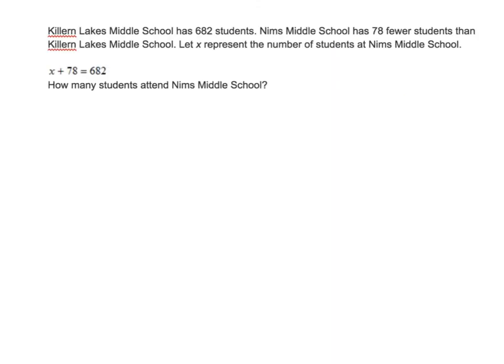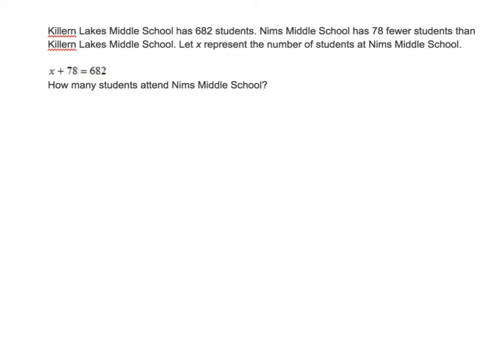All right, and we're going to end on an easier note here. Our last example says Killern Lakes Middle School has 682 students. NIMS Middle School has 78 fewer students than Killern Lakes Middle School. Let X represent the number of students at NIMS Middle School. And they give you an equation here, X plus 78 is equal to 682. And they say how many students attend NIMS Middle School.